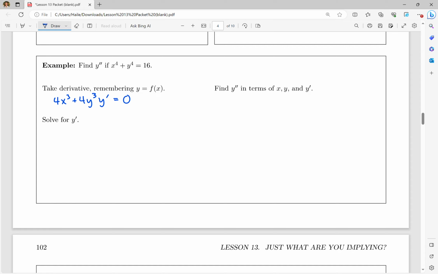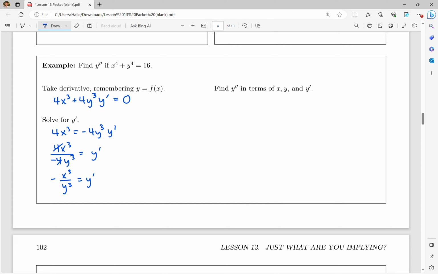So I can move over that right term. So I have 4x cubed is equal to negative 4y cubed y prime, and I can divide by negative 4y cubed. So I have 4x cubed over negative 4y cubed is equal to y prime. And last step is I can cancel those 4's. So I have negative x cubed over y cubed is equal to y prime. Okay, so this is y prime. That's my first derivative, and I don't want to box that because that's not actually my answer.